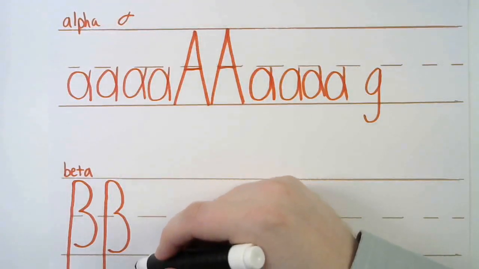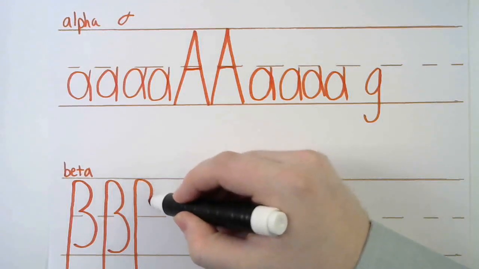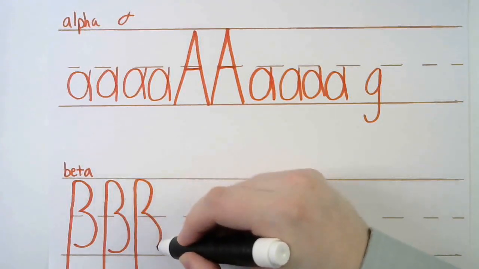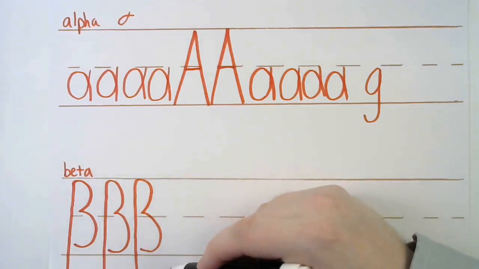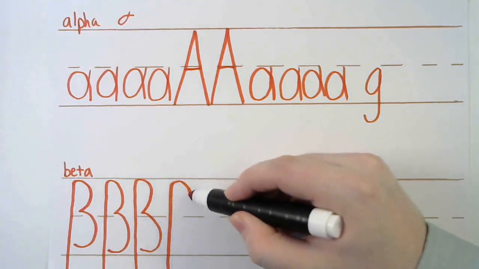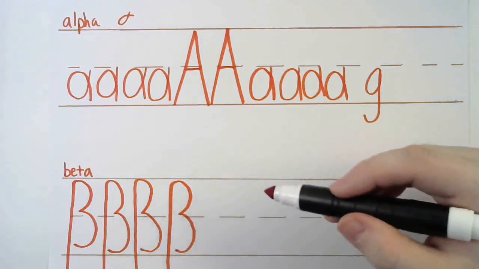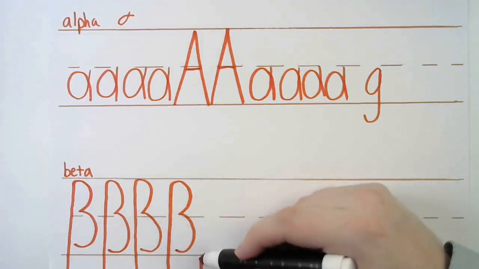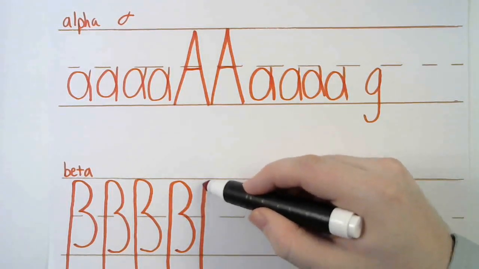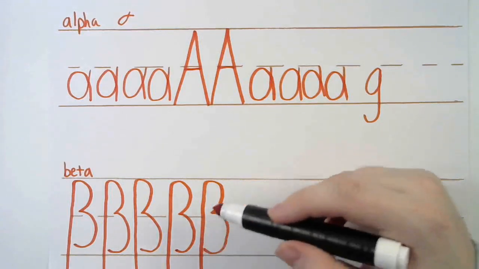Alright, let's do a few more betas. Come up, down, and around. Starting at the bottom, coming up. And there we go. There. Just practice going up and looping back and looping back. And that's your lowercase beta.